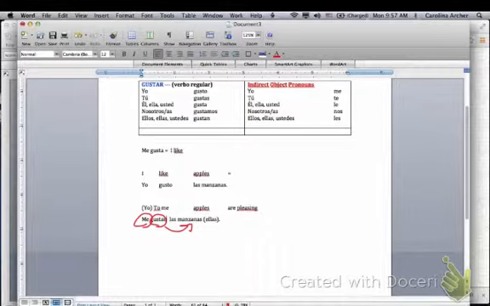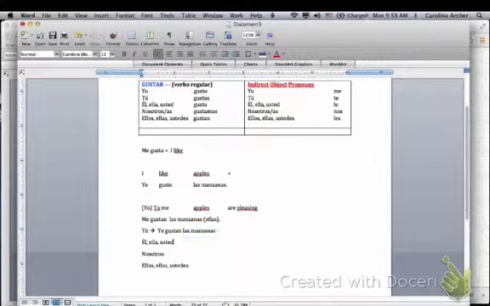Okay, now let's say that the person who likes is not yo, but any of the others. Okay, yo, tú. Is it going to change? Él, o ella, o usted, o nosotros, o ellos, ellas, o ustedes. How is this going to change? It's not going to change. So for tú, the only thing that's going to change is the indirect object pronoun. Te gustan las manzanas. The verb is going to remain the same because we're talking about the same thing that you like.